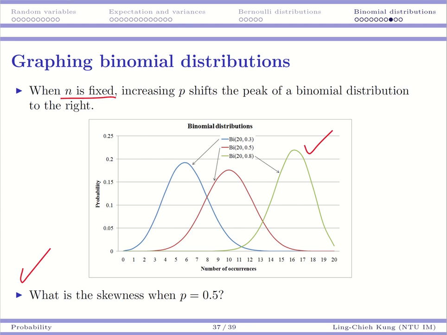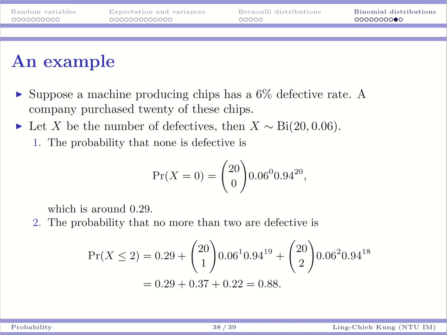So it's more likely that you will see exactly, for example here, 10 successful outcomes. Maybe you have some cases that you will win just a little time. Sometimes you win a lot of times, but the probability is roughly the same. Okay, so let's see some example.